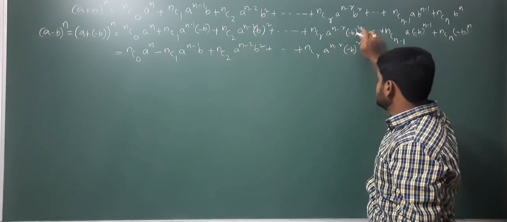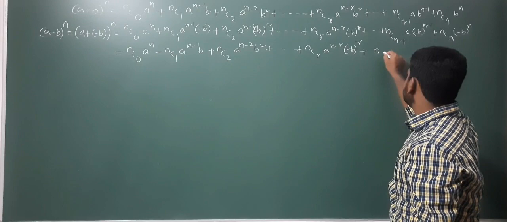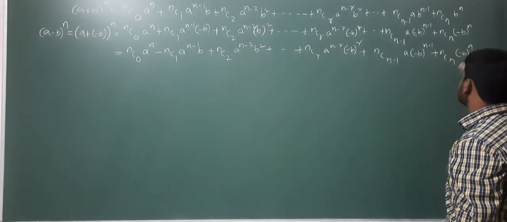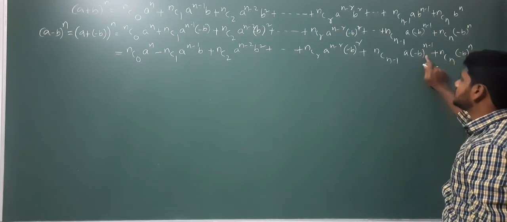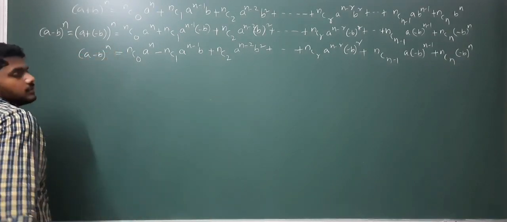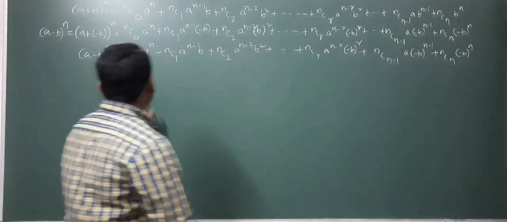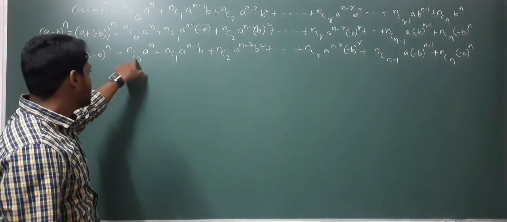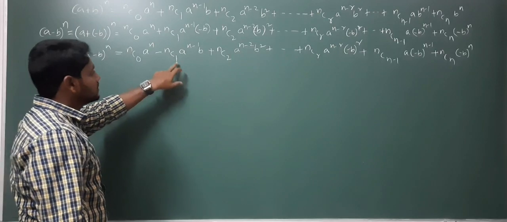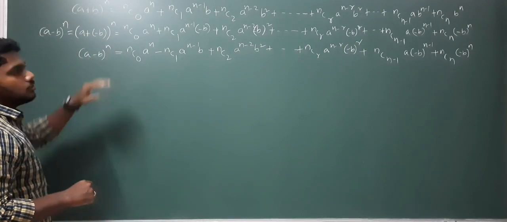Here, if r is an odd number it will become negative; if r is an even number it will become positive. The same applies to the last terms, nC(n minus 1) a into (minus b) whole power n minus 1, plus nCn (minus b) whole power n. Based on whether n is even or odd, we will get plus or minus. So this is about (a minus b) whole power n. If you observe, plus and minus symbols alternate. For the even numbers like 0, 2, 4, 6, 8, plus signs will be there. For odd numbers nC1, nC3, nC5, negative signs will be there. So this is about (a minus b) whole power n.